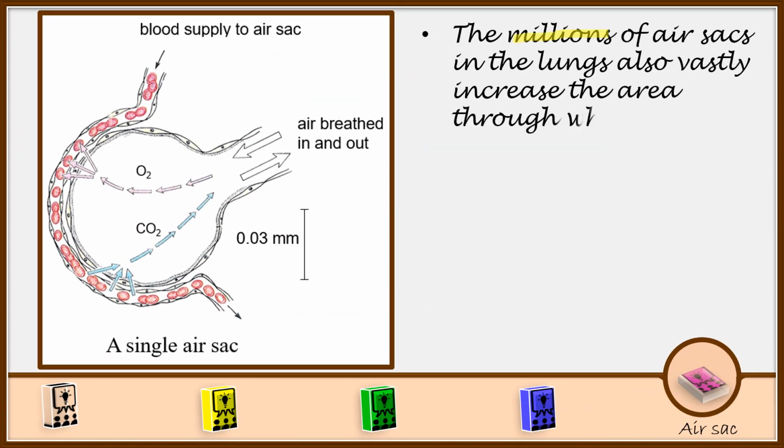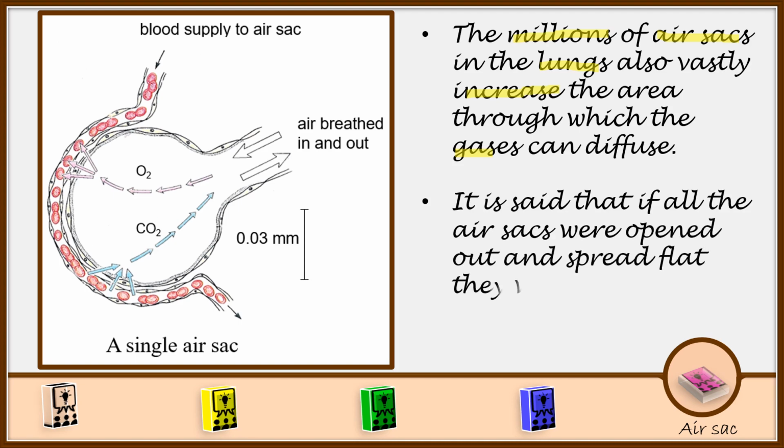The millions of air sacs in the lungs also vastly increase the area through which gases can diffuse. We saw earlier that the smaller branches divide and end up in very many air sac structures. These increase the surface area over which gaseous exchange, or diffusion, can easily take place.